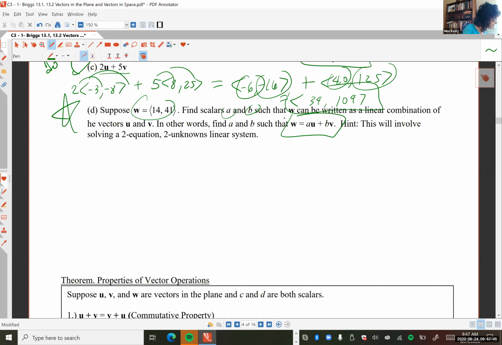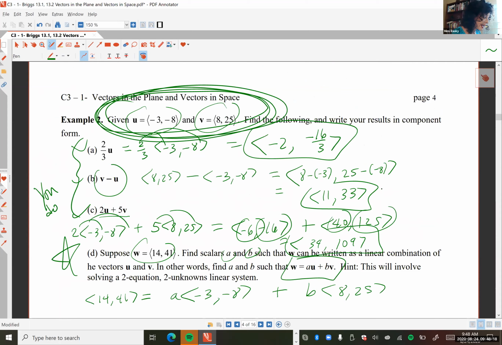So what are they asking us to do? We want to write W, which looks like 14, 41, as some number a times the first vector U, which has components -3, -8, plus some other scalar b, who the heck knows what that is, that's what we're trying to find out, times the other vector with components 8 and 25. Okay, so I'm going to use our knowledge of scalar multiplication and vector addition, and then we're going to use equality of vectors.